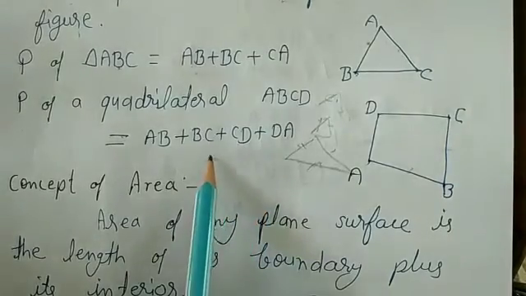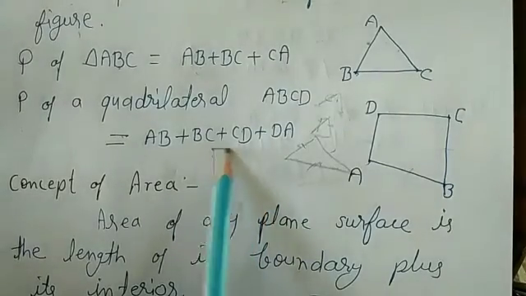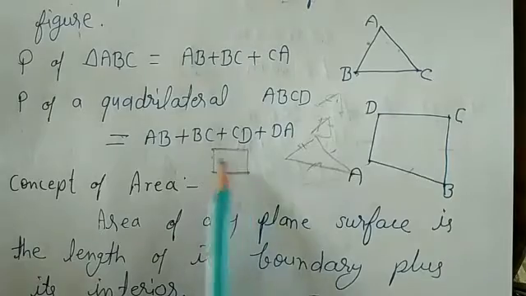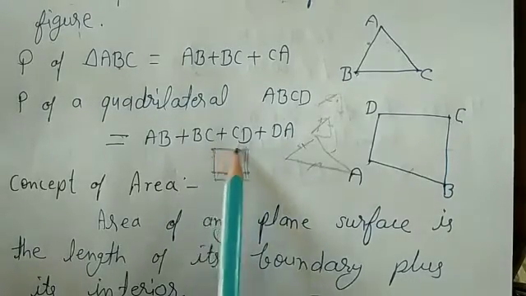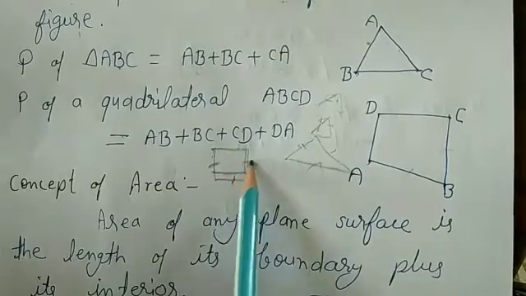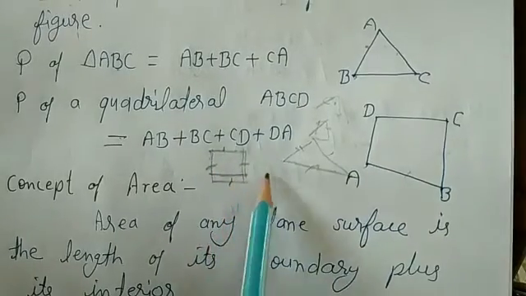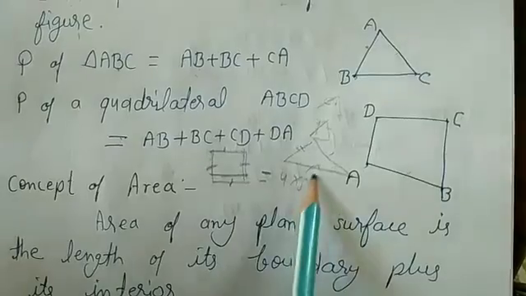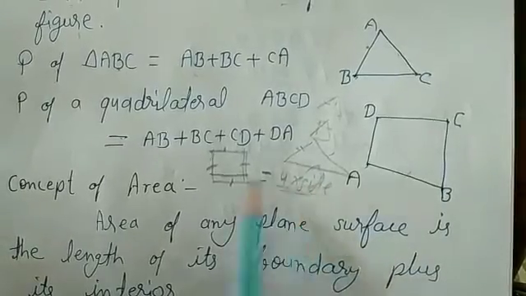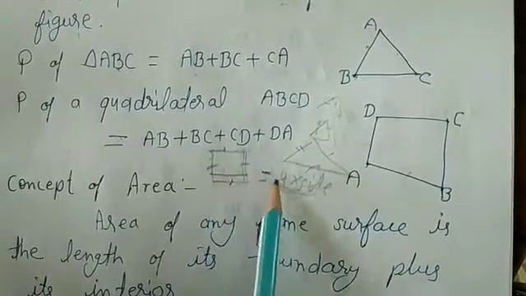In quadrilaterals also there are many types. We will discuss only square and rectangle. In the square all sides are equal. So simply we can say the perimeter of a square is 4 into side, because all the 4 sides of this square are equal.